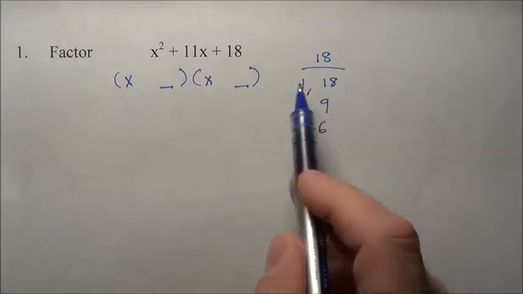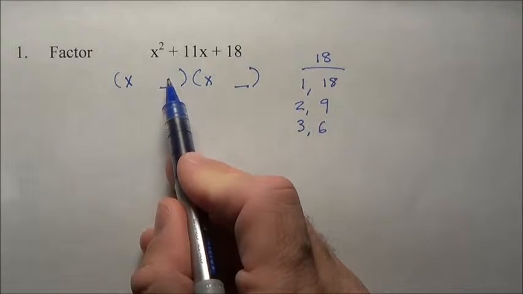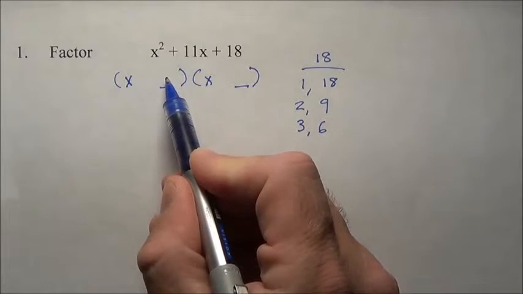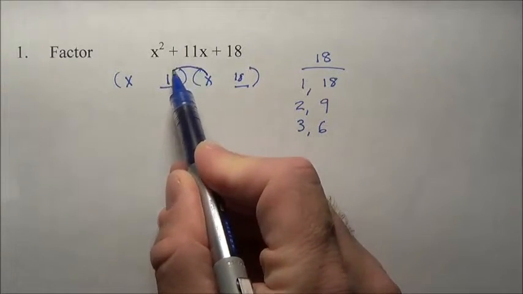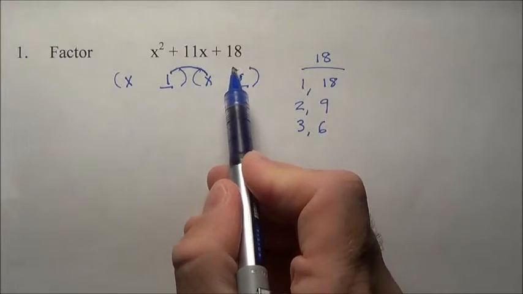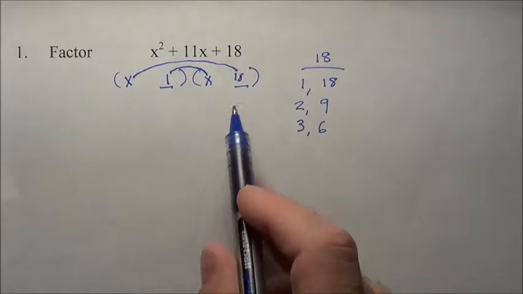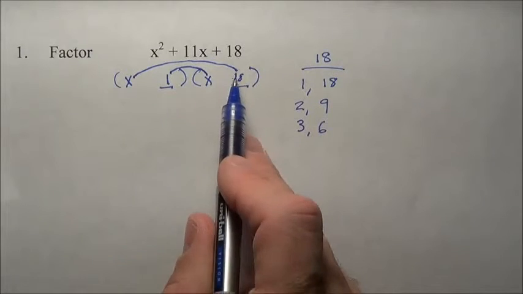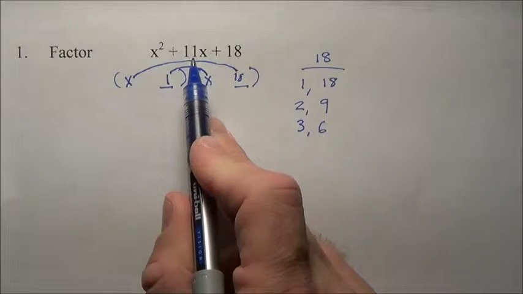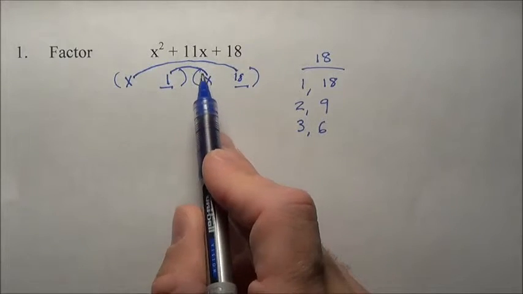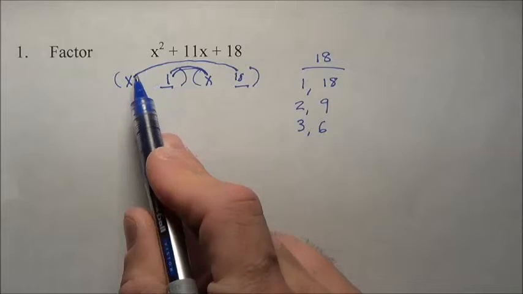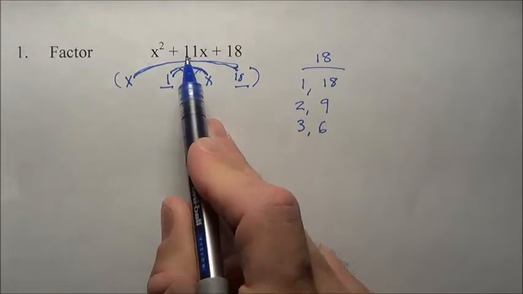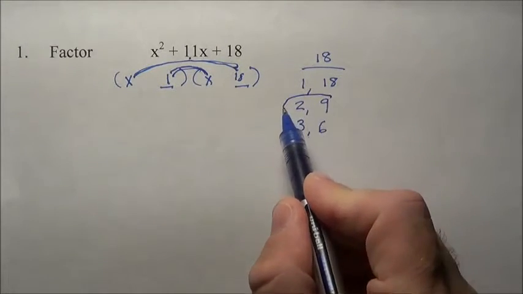I know it's one of these three possibilities here. But at the same time, say I put 1 here and 18 here. These are going to shake hands and produce 1x, and these are going to shake hands on the outside and produce 18x. 18x and 1x, there's no way that will ever give you 11. So I have to be thinking, what numbers can I put here and here where, when I combine these, it'll produce 11?